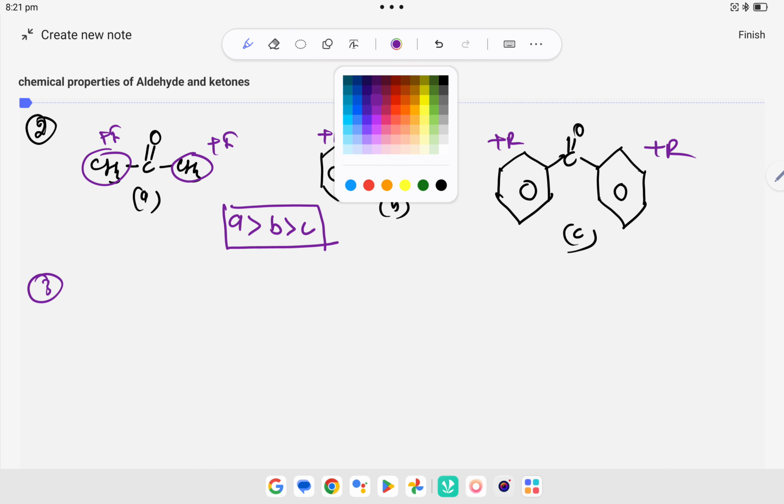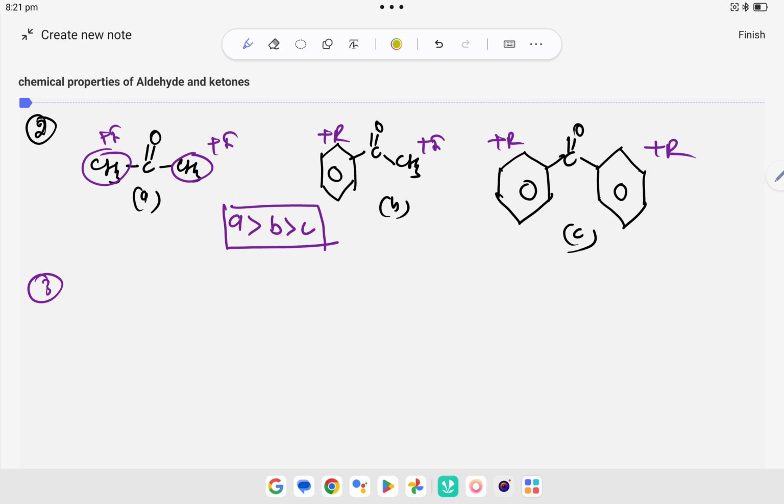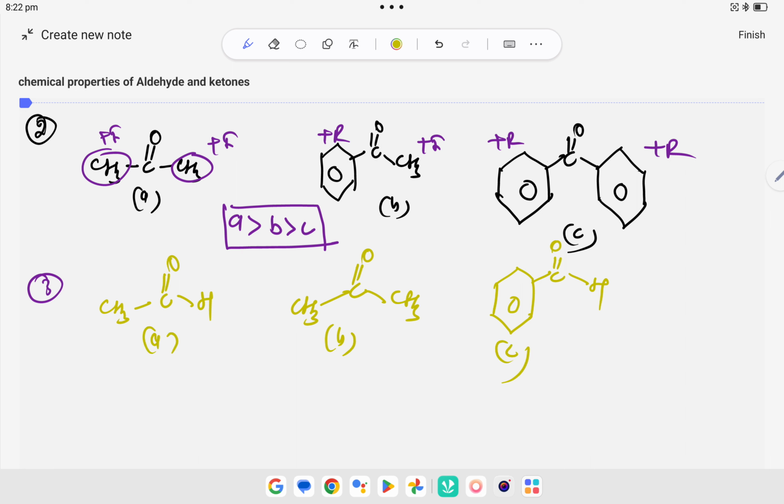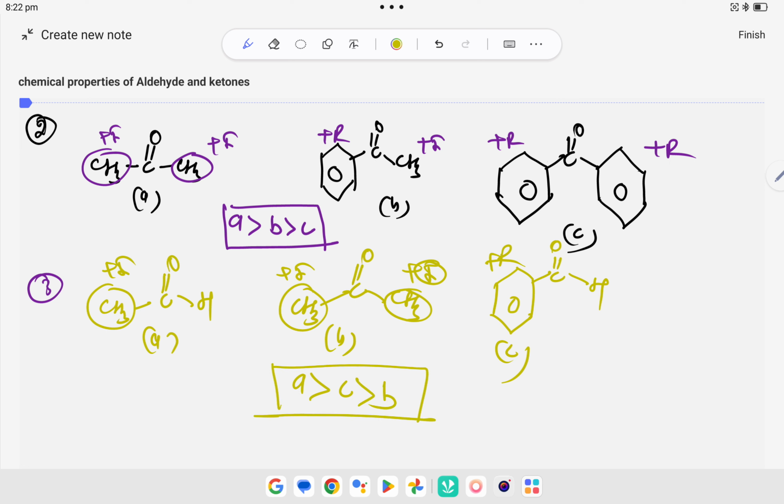Third question is very important, children. Many times whatever questions we discuss here, definitely they come in different exams previously, and as per the new exam point of view, next exam these questions are important. So here question number third is very important. A, B, C. Here plus I, plus I, plus I, and this is plus R. So A, then C, then B. That is the order. So we solved 3 questions.